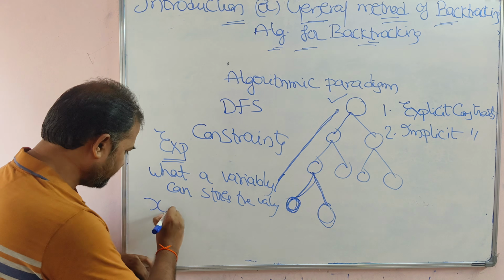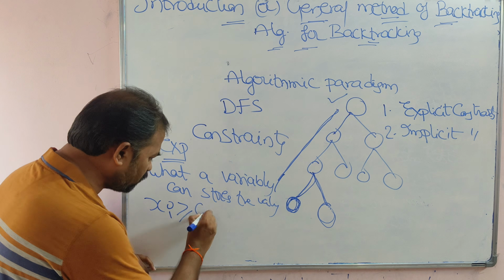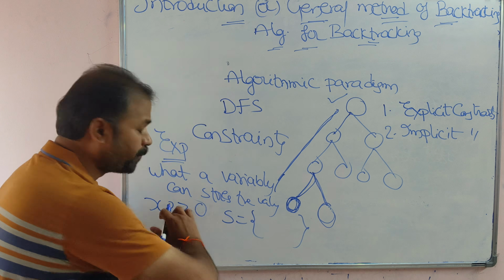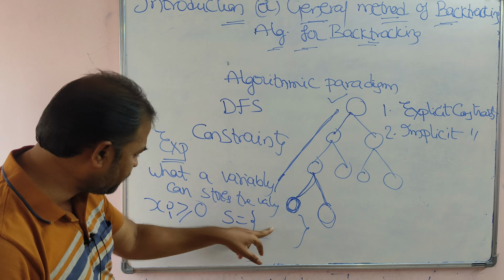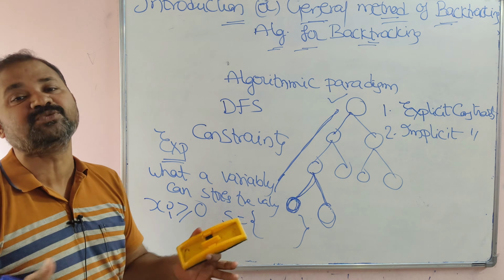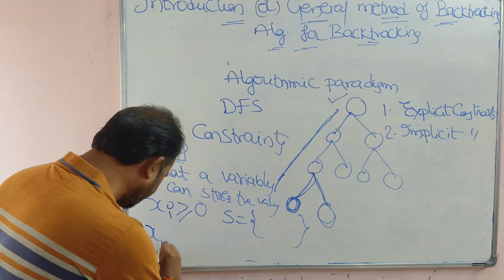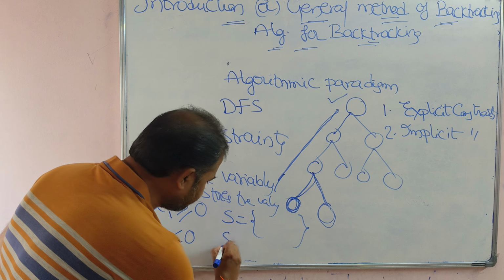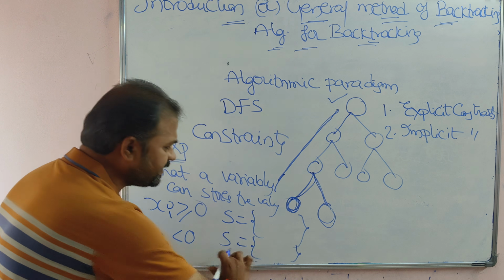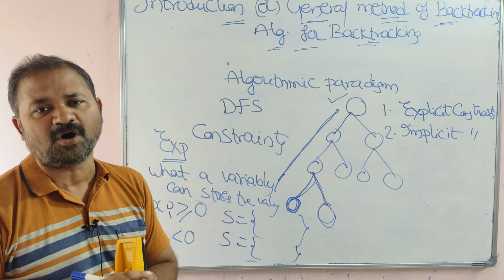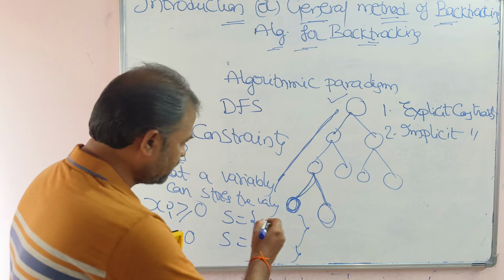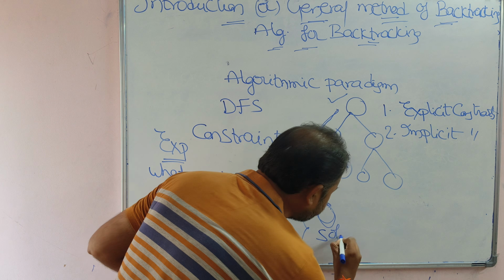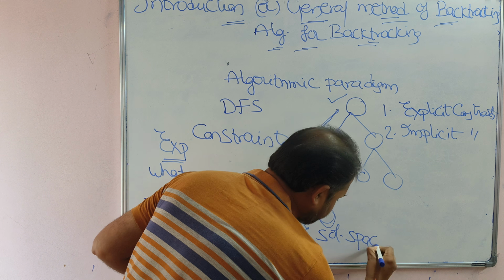Let's take an example. Xi greater than or equal to 0. That means the set is storing only positive numbers, S is equal to the set of all positive numbers. Another example: Xi less than 0. That means the set is storing only negative numbers, the set of all negative numbers. So the explicit constraints specify the solution space.